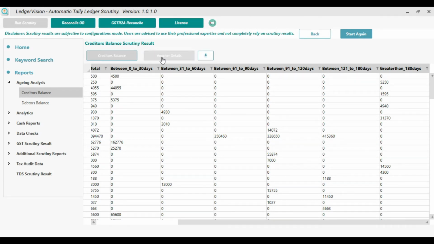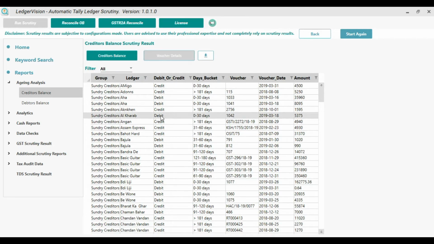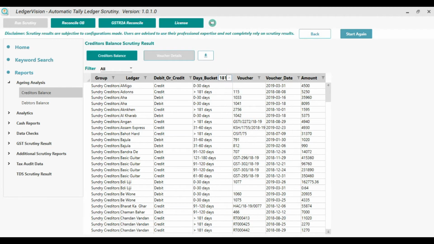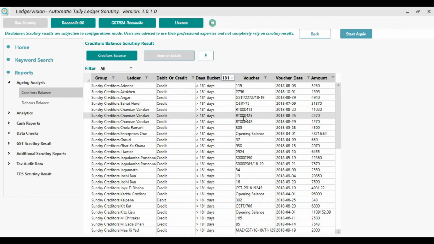In addition to this, we have given the voucher details also. So you can see these are the creditors, these are the closing balance nature, whether it is credit or debit, and this is the bucket. So if you filter, say, if you want to find out the vouchers which are not paid for more than 180 days, then you will get the details like voucher number, voucher date and amount. This will be helpful. You can reverse the input credit as required by Rule 37 of the GST Rules.